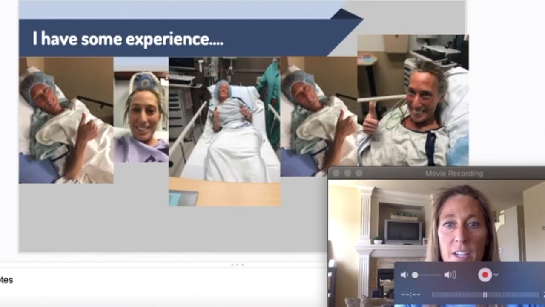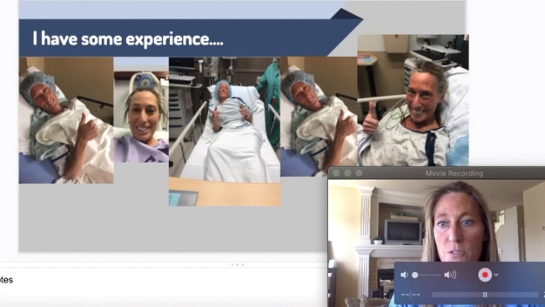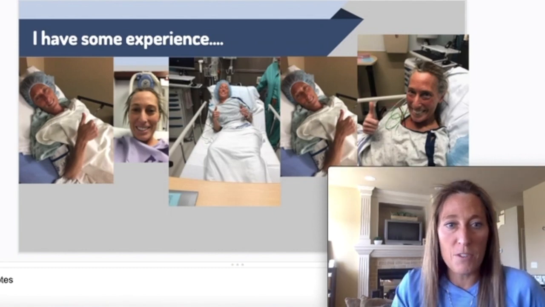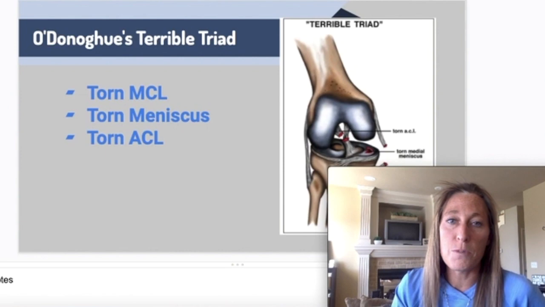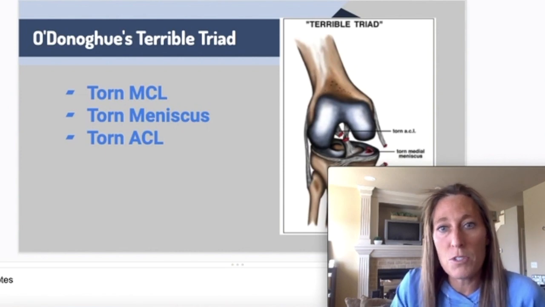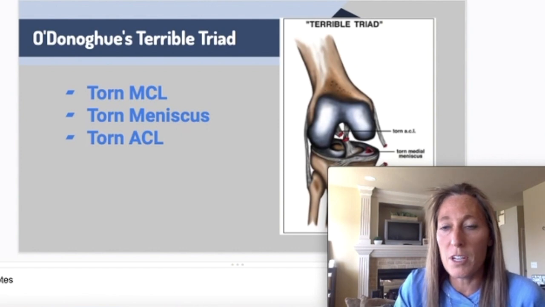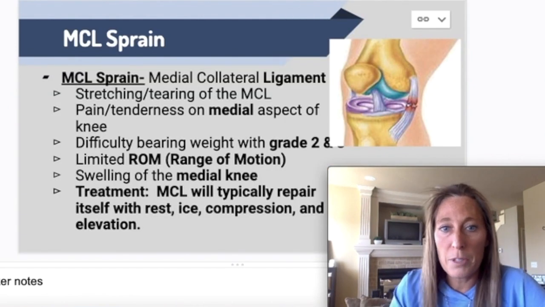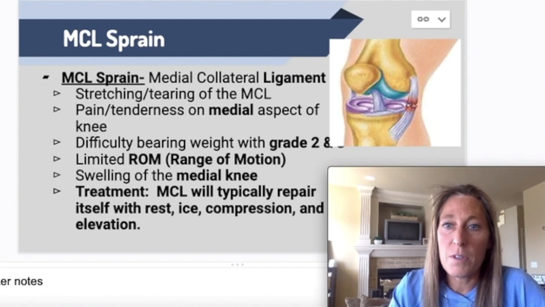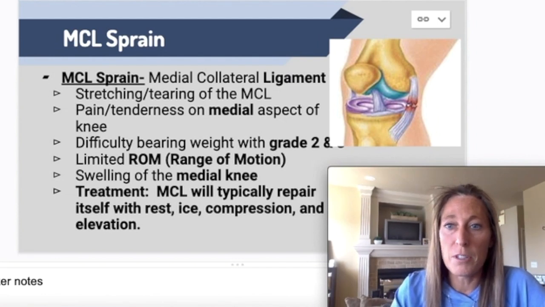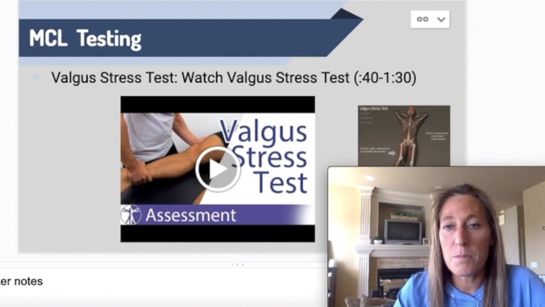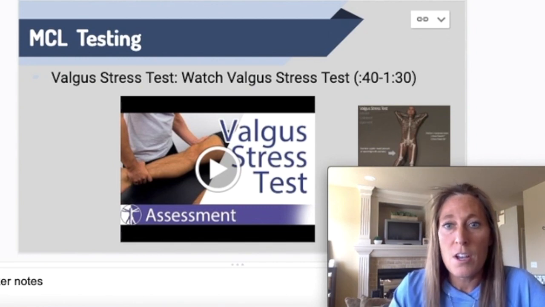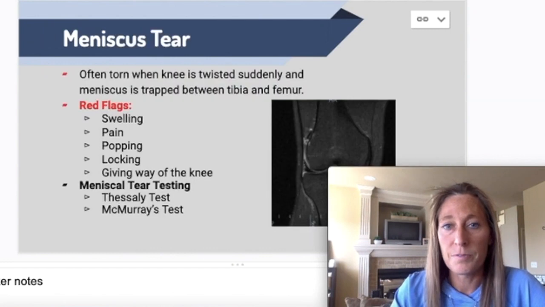Injuries to the knee. I have a little bit of experience with knee injuries that I have shared some in the lessons, or I will be sharing some. We talked about O'Donoghue's, the terrible triad being a torn meniscus, torn MCL, and torn ACL. The MCL sprain, we spoke of that last week. That's on the inside or the middle of the knee. Talked about some tests. The valgus stress test will test for an MCL sprain or tear.